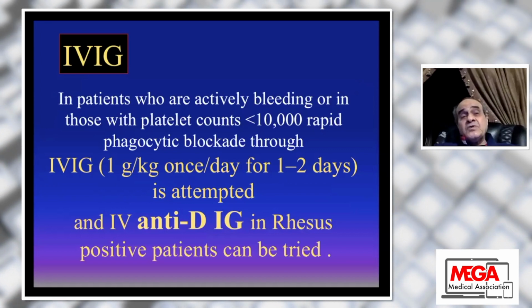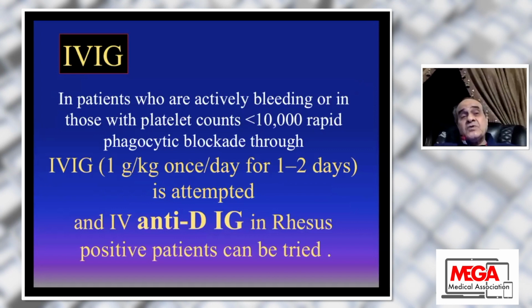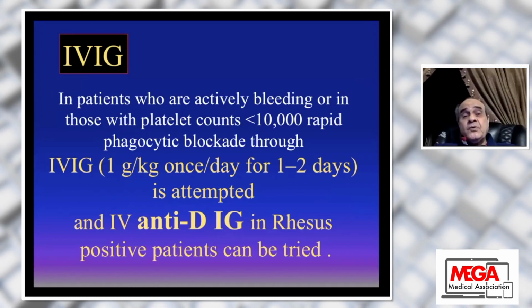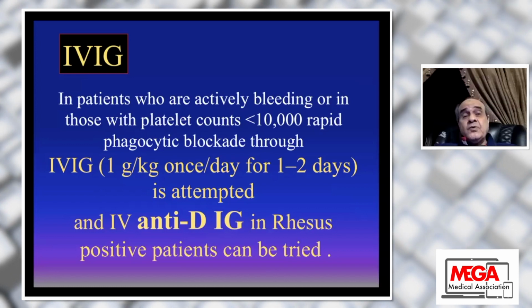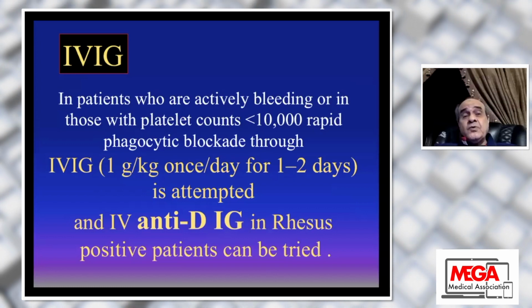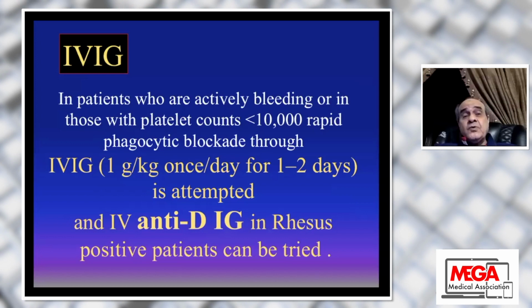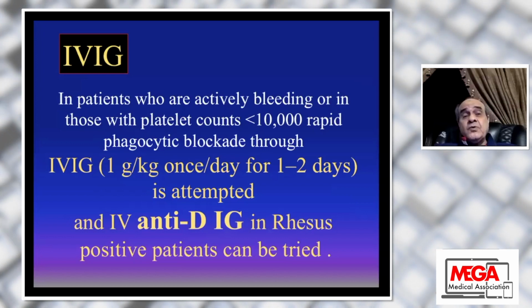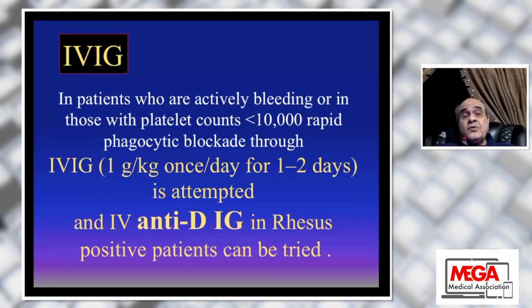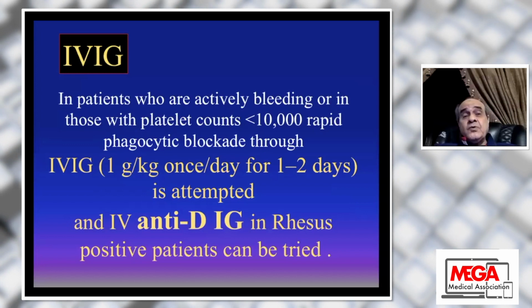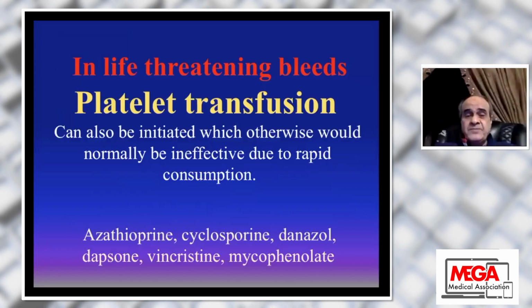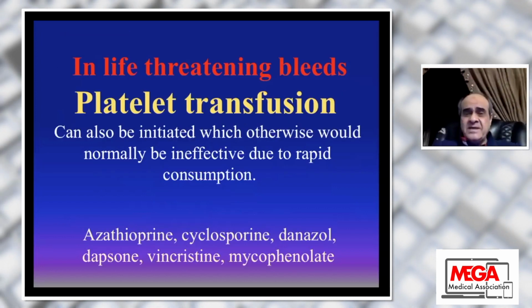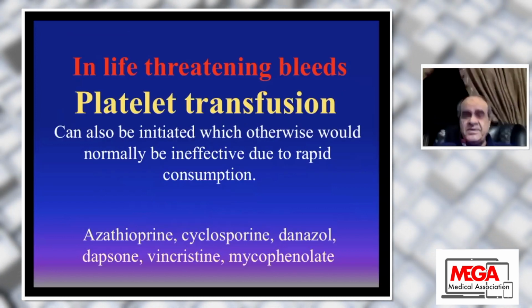We can also use intravenous immunoglobulin, which has a rapid effect, in patients exhibiting severe bleeding or who are actively bleeding, at 1 gram per kilogram once. Others include danazol, dapsone, vincristine, and mycophenolate. But the best, the early or first line treatment, is steroids and such.